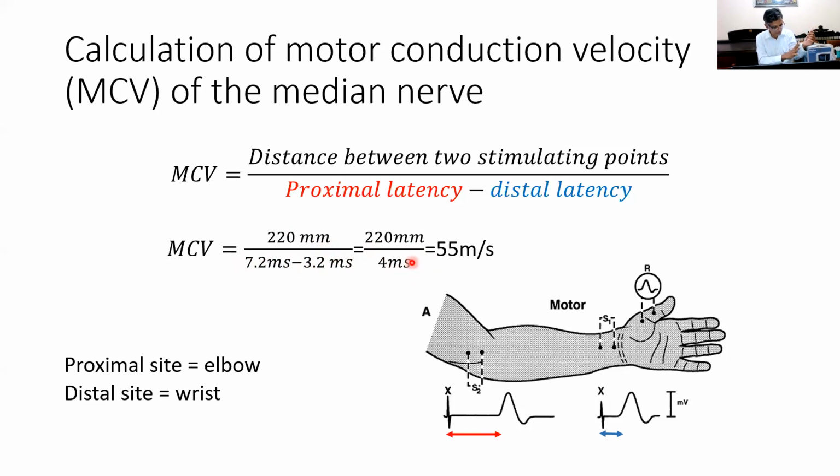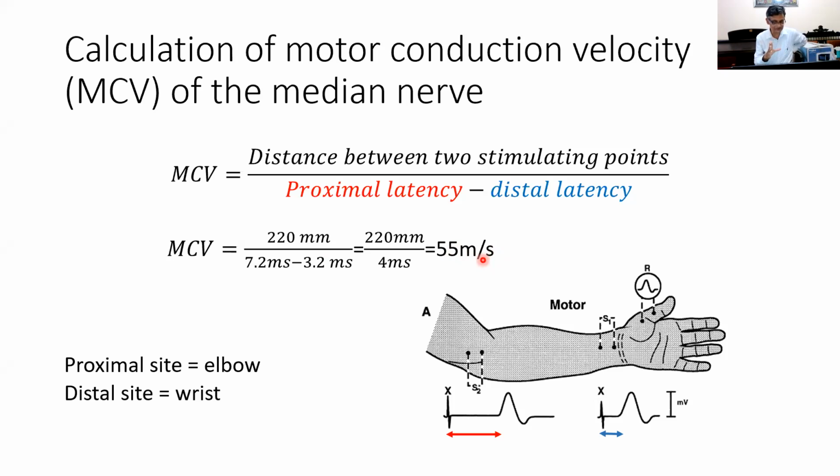elbow to wrist. And the gap between the two stimulating points, elbow and wrist, is 220 millimeters. When you calculate this, 220 millimeters divided by 4 milliseconds, milli and milli cancel out. You get 220 divided by 4, that is 55 meters per second as the nerve conduction velocity. Generally it is around 48 or so or more. If it is 40 meters per second or 35 meters per second, we know that the conduction velocity is reduced, right? So there are cutoff points given in the reference values.